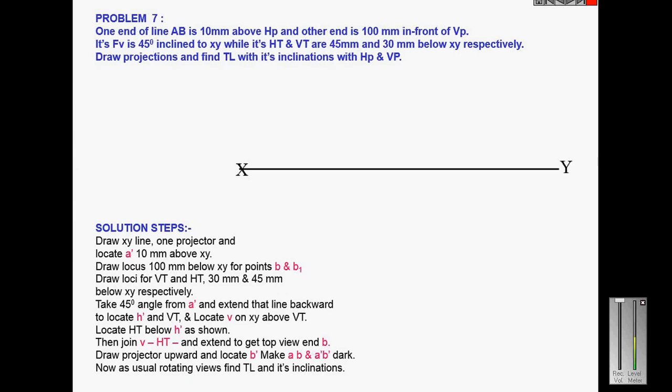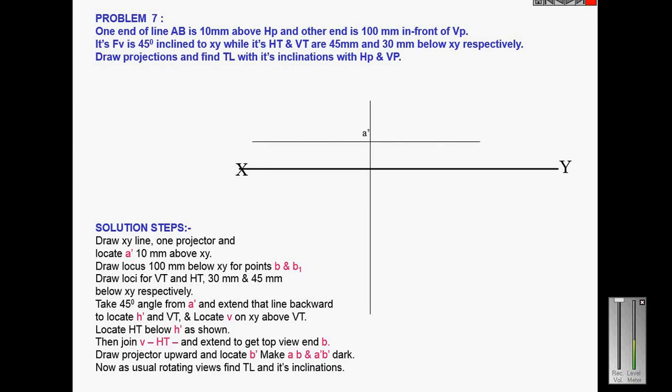So first of all, draw the reference line XY line, and mark the first point. We know that the point A is 10 millimeter above HP, so I just mark A dash 10 millimeter above HP, and we know that the front view is 45 degree with the XY line, so I just draw a line with the angle 45 degree, but I don't know the length of that line.